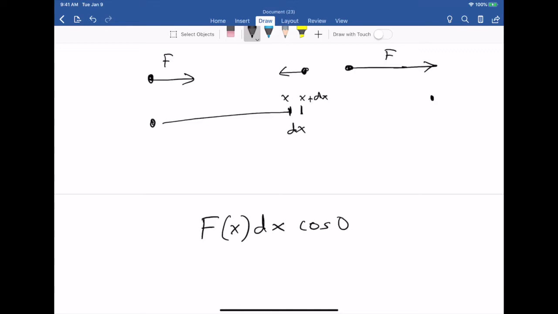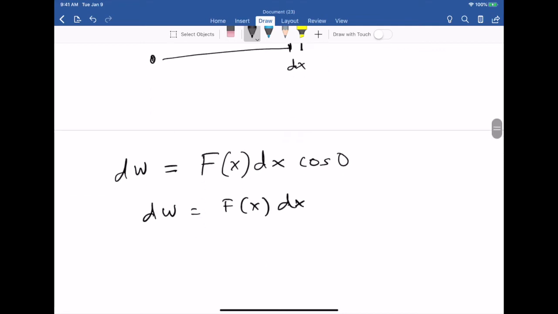So we're just going to allow for f to be positive or negative. And so the angle between f and dx is just 0, because they're both in the x direction. So the work done, this tiny amount of work we are calling dw, is going to be f of x dx. Cosine 0 is just 1. So dw is f of x dx.